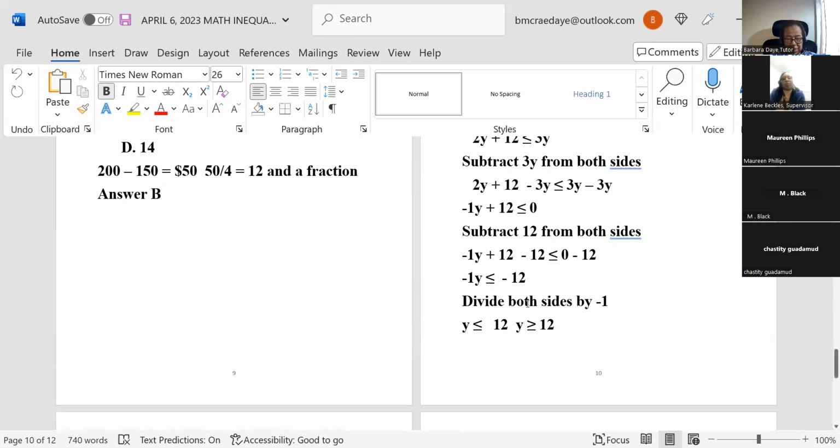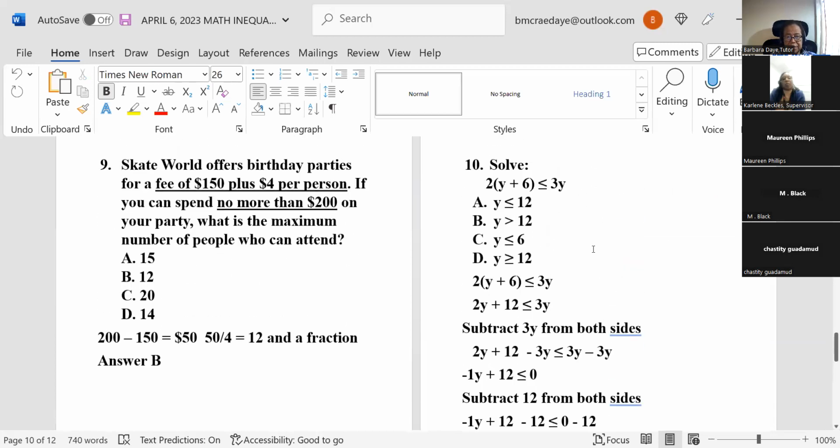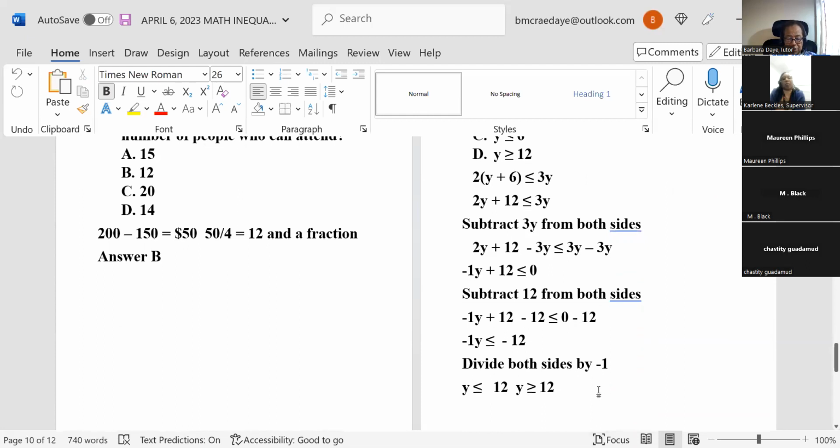And what answer is that? Answer D. Y greater than or equal to 12 would be answer D. Questions? See, we divided by a negative, so we reverse the inequality. The less than or equal to 12 becomes greater than or equal to 12.